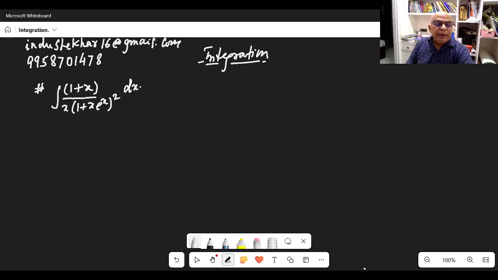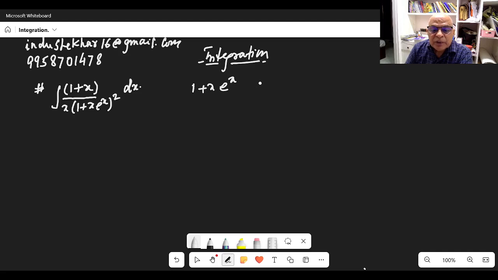So, good evening again. This is the problem on integration where we have to integrate (1 plus x) divided by x(1 plus x e^x) whole squared dx. Now, just think here, if you differentiate 1 plus x e^x, what will you get?